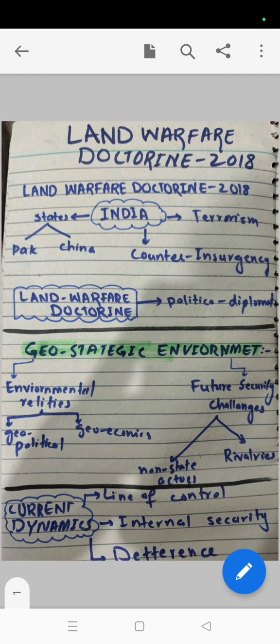Then if we go into the land war, the geostrategic location or geography plays the main role. For the geostrategic environment, there are two main factors. The first is environmental realities. If we look at the environmental realities of India, there are geopolitical realities and geoeconomic realities. The first one is geopolitical: the power centers, power structures, different alliances, resources, and the ecological threats that are arising globally and in India at this time.